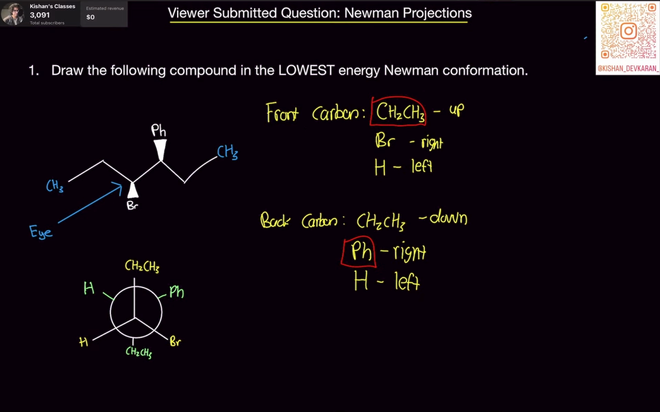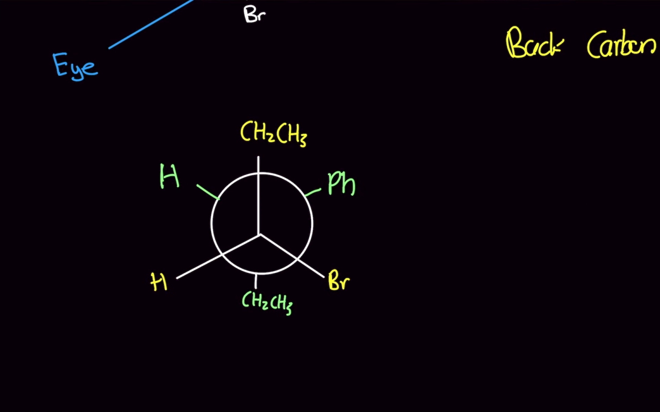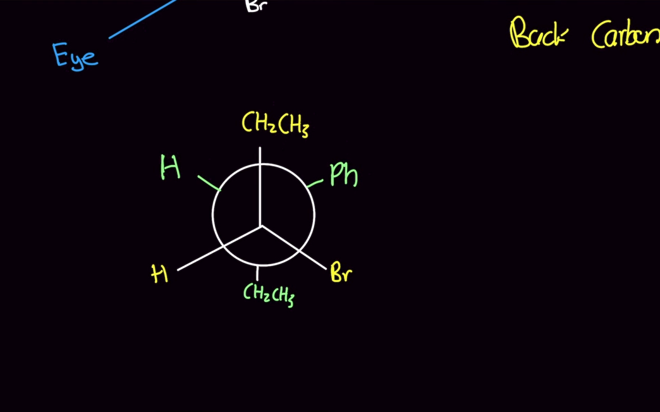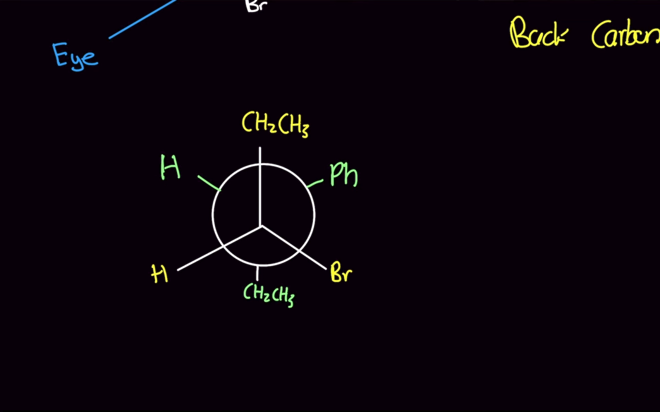So how do you do it? All you need to do is redraw the Newman projection, but draw the phenyl group one position over, the CH2, CH3 one position over, and hydrogen one position over. So what I mean by that is don't touch anything from the front carbon. Just move the phenyl group over here, move the CH2, CH3 over here, and move the hydrogen over here. So let me just erase this.